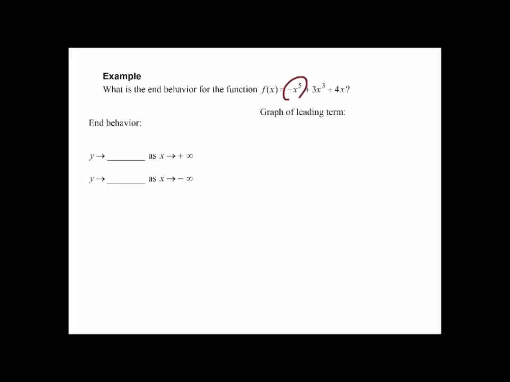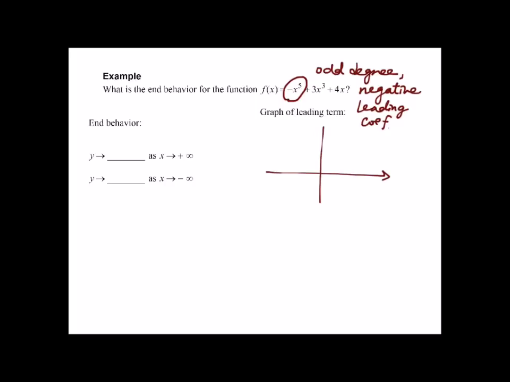From our example before, we know that the dominating term, which is the leading term, is the negative x to the fifth. Because it is an odd degree in the leading term and it's a negative leading coefficient, the graph of f must look similar to the graph of negative x cubed, which is like this. All right, so this means that the end behavior for f of x is y goes to negative infinity as x goes to positive infinity, and y goes to positive infinity as x goes to negative infinity.